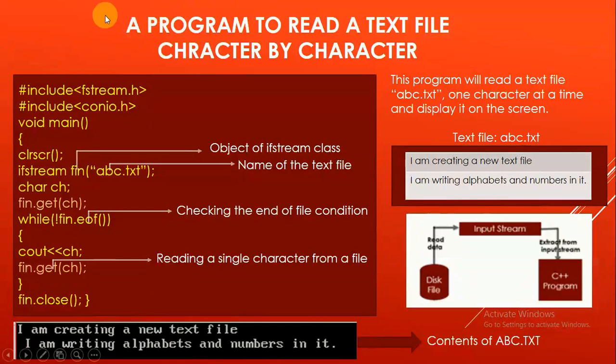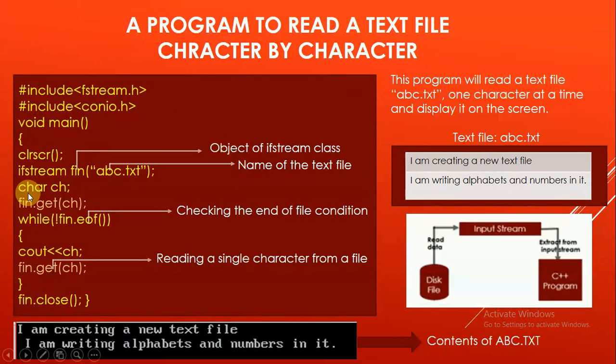Now suppose I've already created my file. I want to read my file. I've already told you that there are three ways of reading a file. You can read a text file character by character, word by word, or line by line. So this is a program in which I am reading my text file character by character. So again I will include fstream.h because I am doing file handling. Then I will include conio.h because I am using the clear screen function. In void main, I will first clear the screen because after that I will display the content of my file.